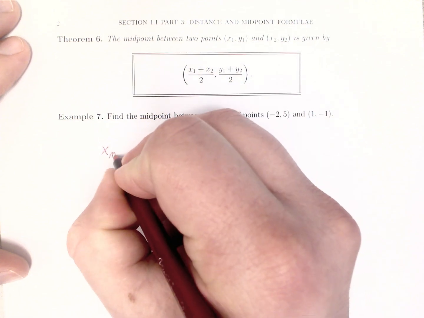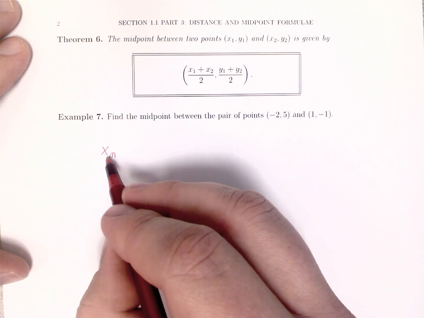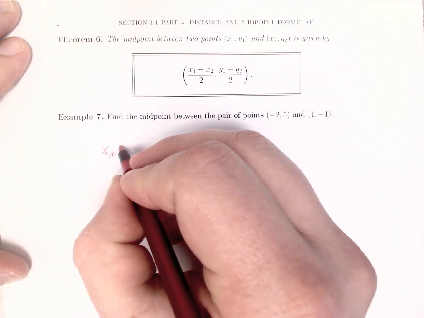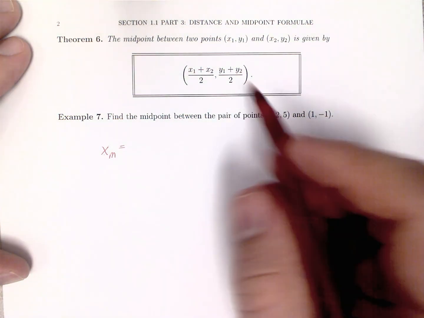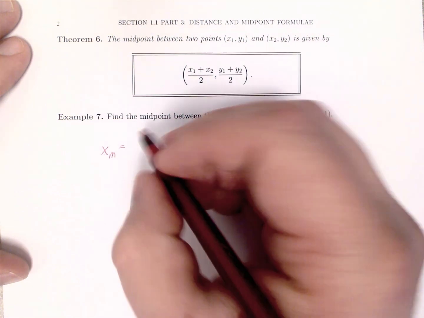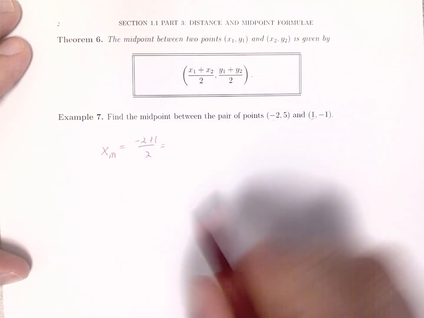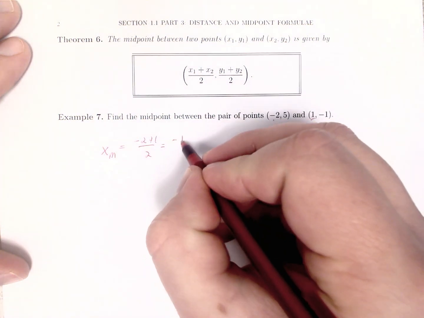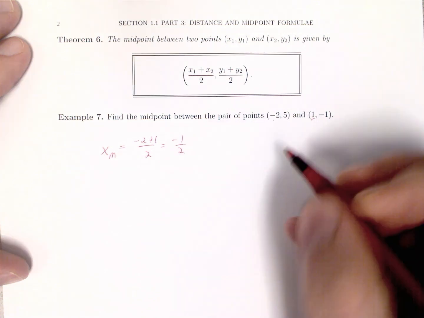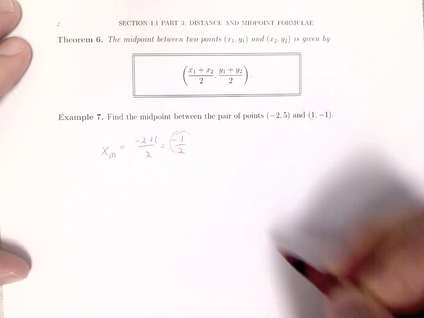So I'm trying to find the midpoint, so I will calculate the x midpoint first, and I'll call this x subscript m for the x-coordinate of the midpoint. And then we just take the two x coordinates, negative 2 and 1, and we add them together, and then we divide by 2. Negative 2 plus 1 is negative 1, and we have negative 1 over 2. A fraction is a perfectly fine and acceptable answer.